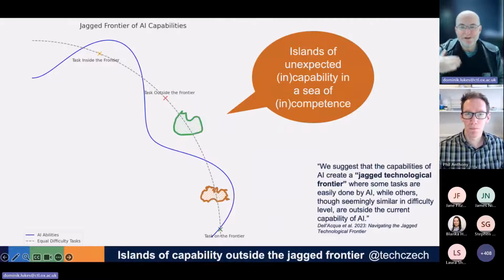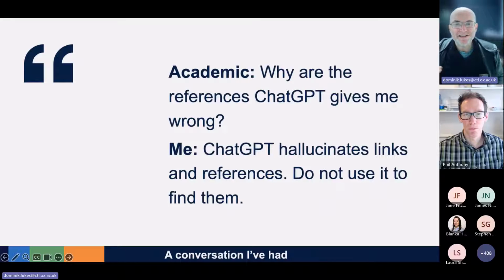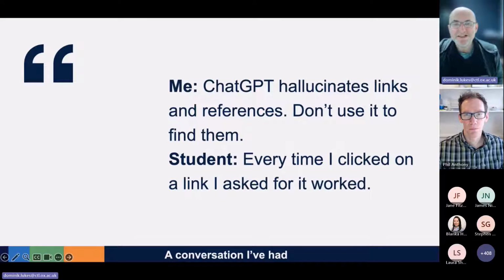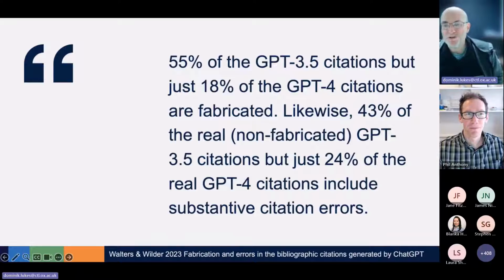And of course, we can also sometimes find these islands of competence. Sometimes there are things that AI is generally not good at, but it can do well. For example, people ask, why does ChatGPT give me wrong references? And I say, don't use it for references, it hallucinates them. But then I've told students not to use it for references, and one student says, every time I've asked for a reference, it was right when I checked it. Research shows that, depending on the model, anywhere between 18 to 55% of references are hallucinated.